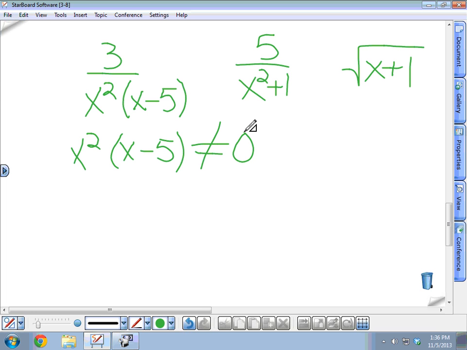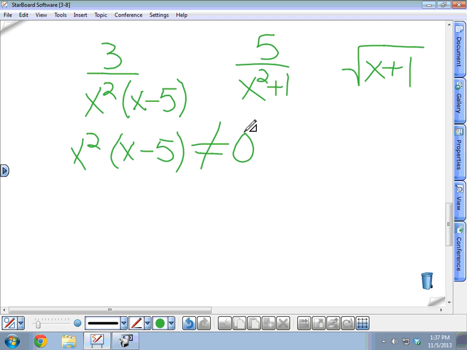Okay? Wait, why can't it equal 0? Because you can't have a 0 in your denominator here. If you have a 0 in your denominator, this whole thing is undefined. It's not going to give you a real number. You can't ever have a 0 in your denominator. Okay? So what numbers would we put in for x that would give us a 0?